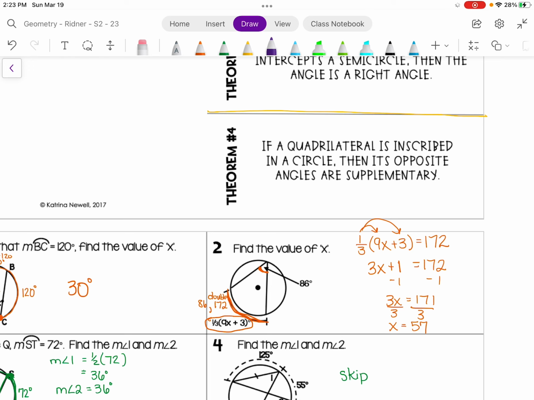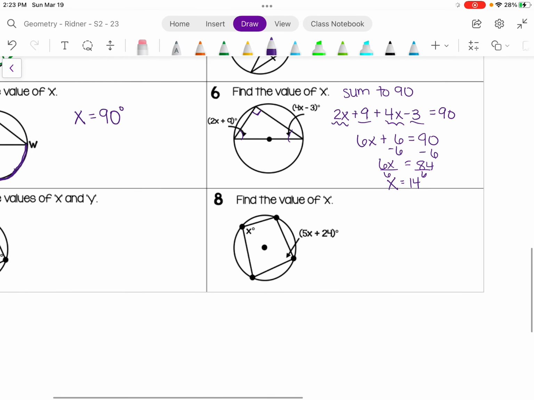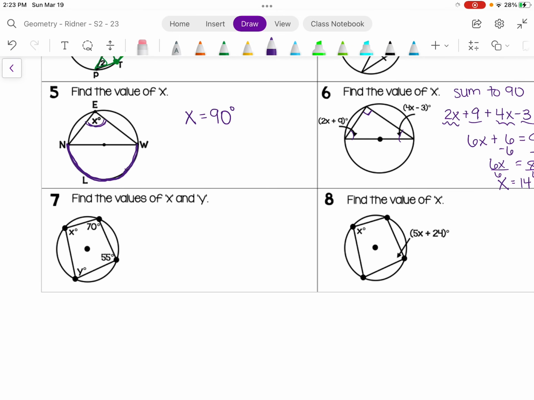If a quadrilateral is inscribed in a circle, then its opposite angles are supplementary. Remember, supplementary means add to 180. So in this example, x plus 55 must equal 180, and y plus 70 must equal 180. So again, opposite angles are across from each other. That means x must equal 125 and y must equal 110. Easy enough.